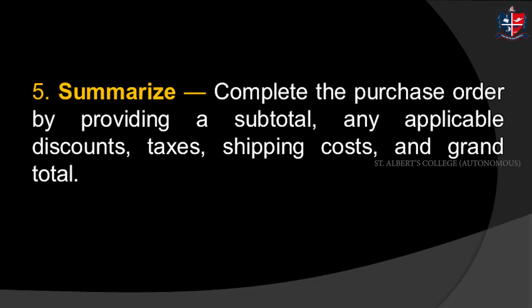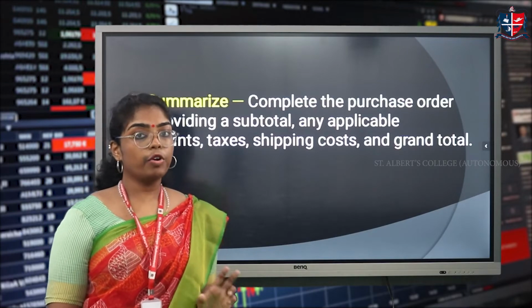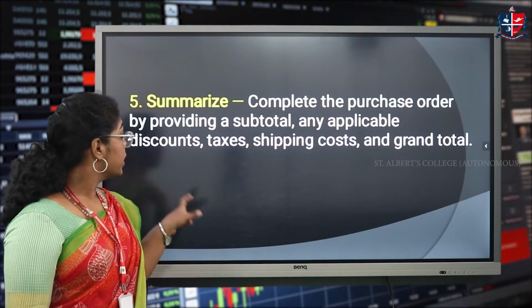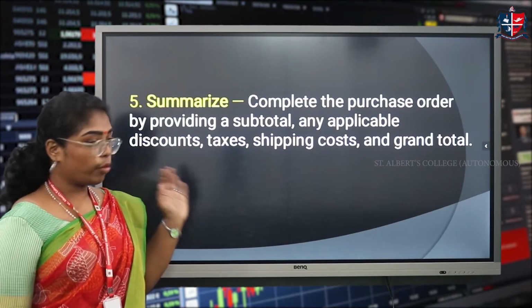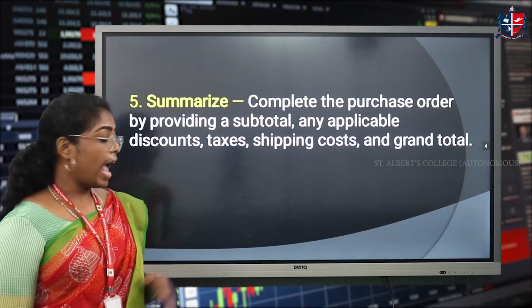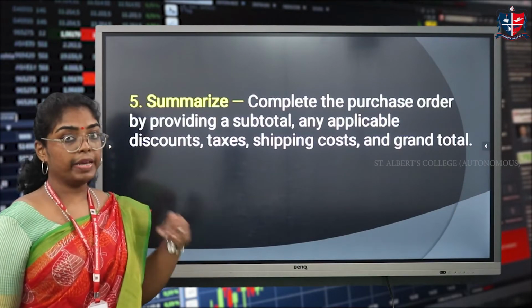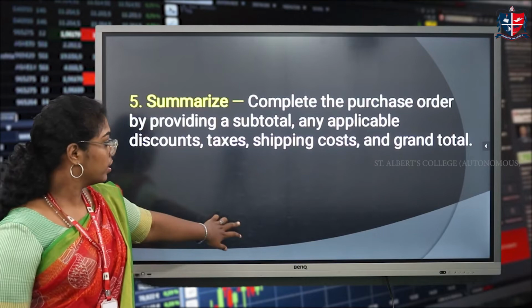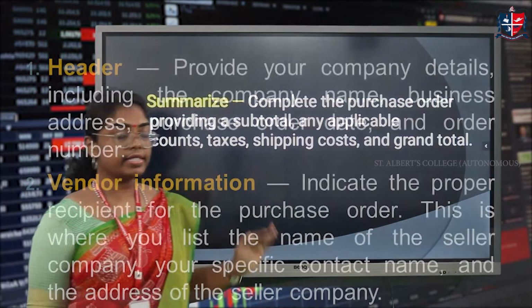The fifth one is summarize. A purchase order can be completed only after summarizing. So, under summarizing, the points discussed are providing the subtotal, applicable discounts, taxes, shipping charges, etc. And afterwards, the total or grand total is given.